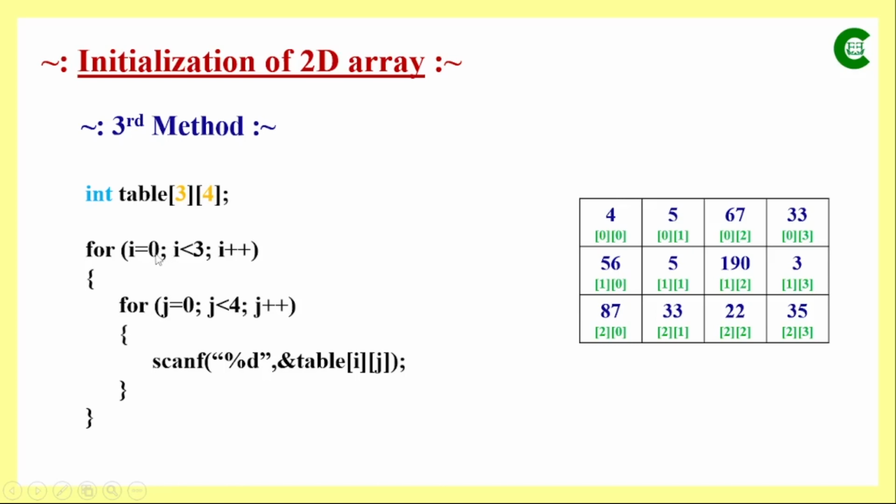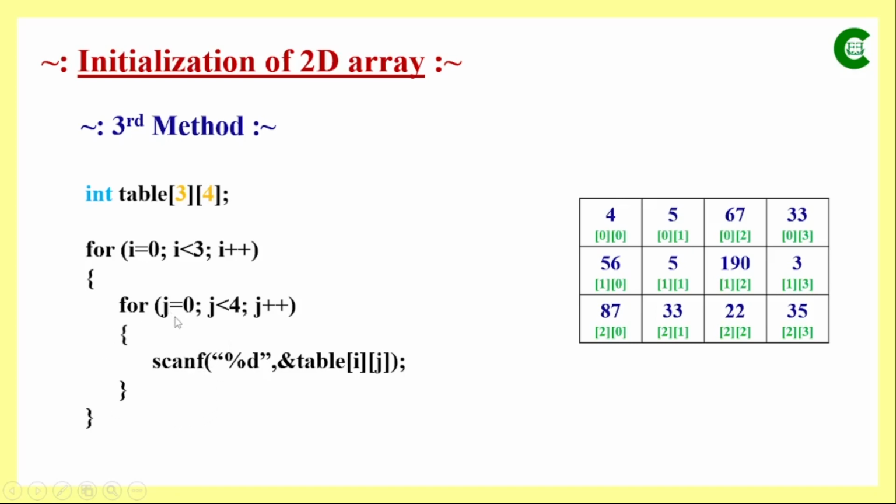So that means i is equal to 0 and j is also equal to 0. That points to the first element of that 2D array. So when we enter a value from the terminal, that value will be stored as the first element of that 2D array. Now when that is done, the loop will be iterated.